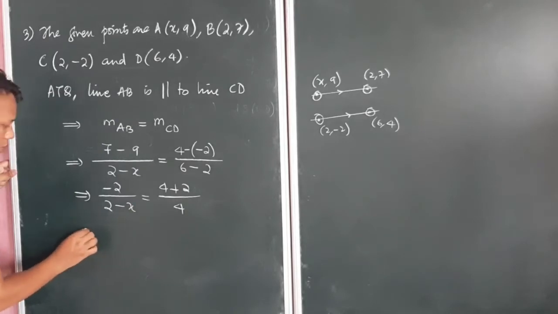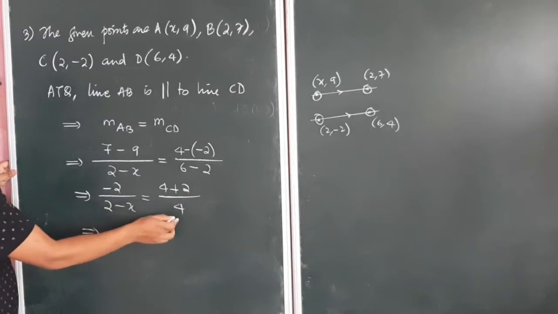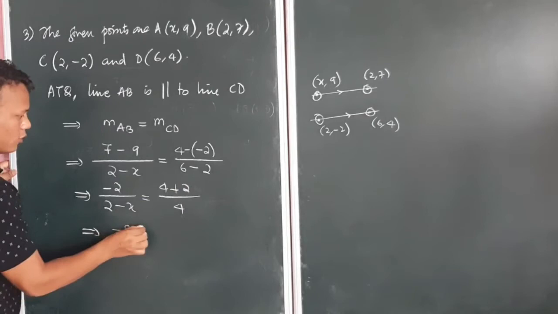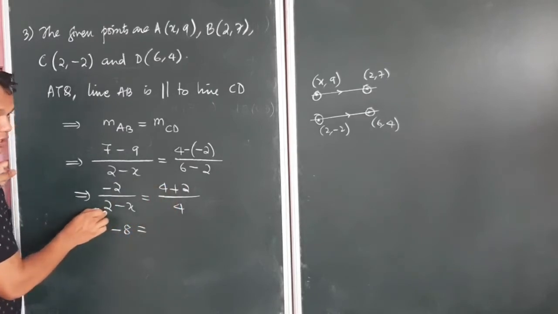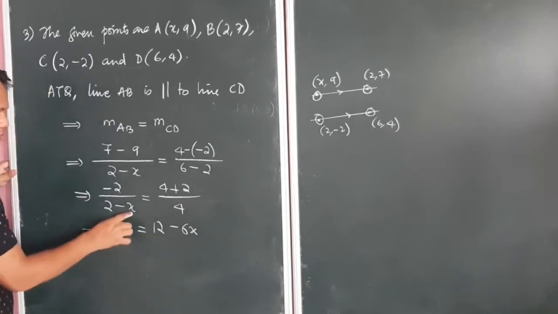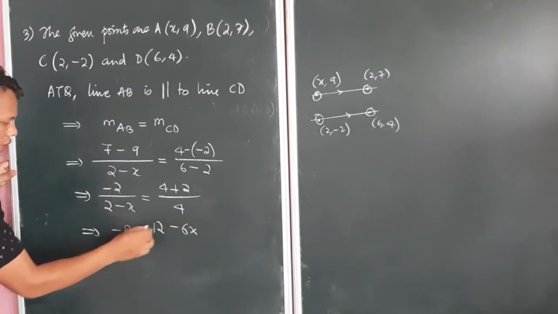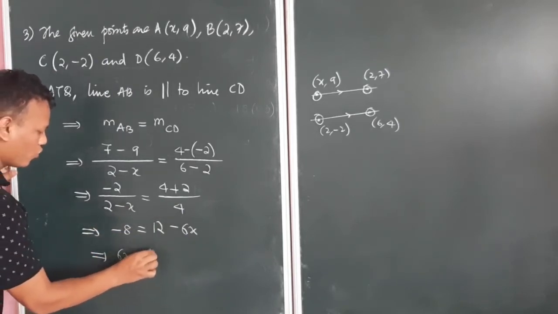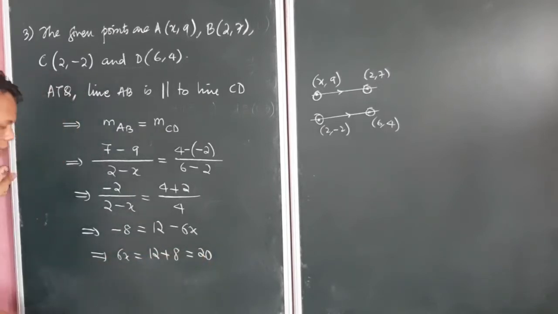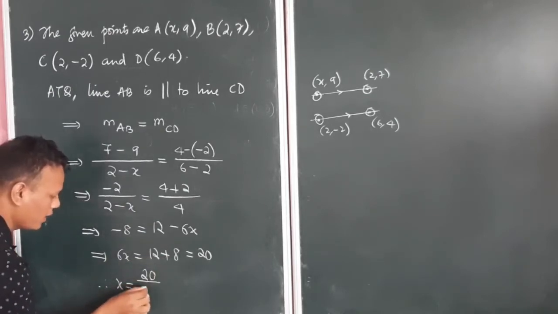So let us do the cross multiplication. Minus 2 into 4 is minus 8, equals 6 into (2 minus x), which is 12 minus 6x. Get this x out here and take this 8 over there. So we have 6x equals 12 plus 8, which equals 20. Therefore x turns out to be 20 by 6.